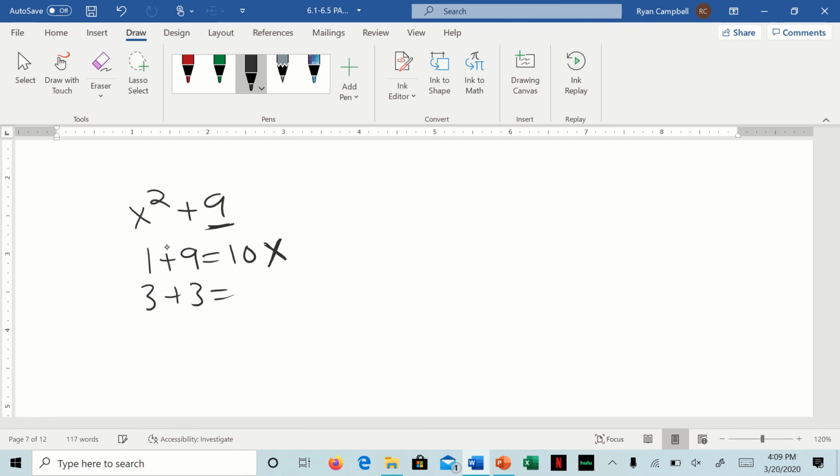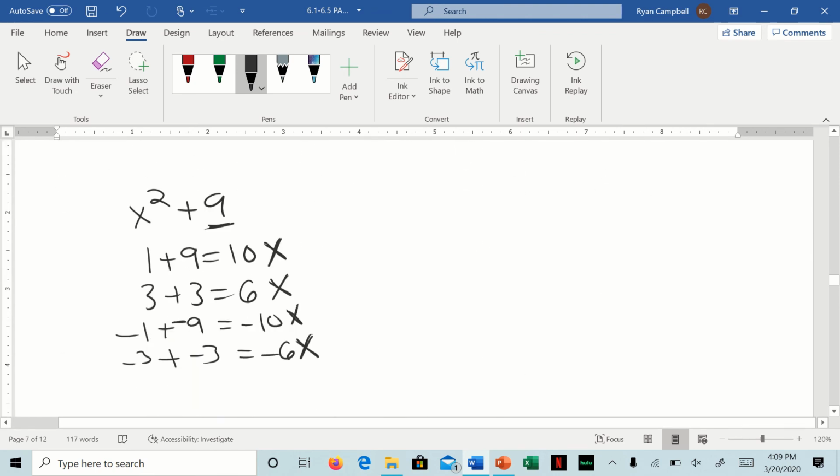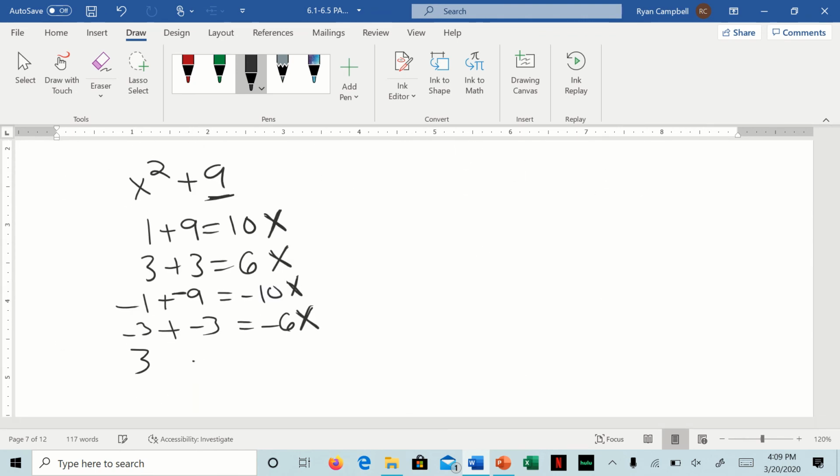3 plus 3 is 6, not 0. Let's try negatives. -1 plus -9, -10, not 0. -3 and -3, -6, not 0. You may think, what about +3 and -3? Those add up to be 0. However, when you multiply these two together, you get -9, not +9. So it doesn't work. So none of these work, which means that this is prime. Which is good. We don't have to worry about factoring anymore.